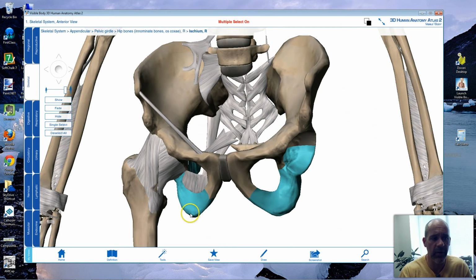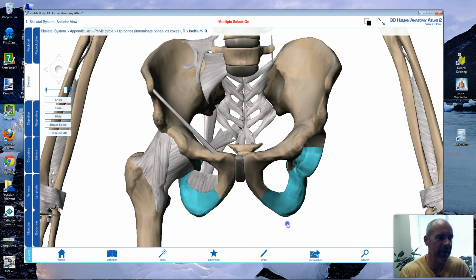This is what a lot of people call their butt bone. When you're sitting down on something and you feel a bony prominence, it's the ischial tuberosity that you're sitting on.